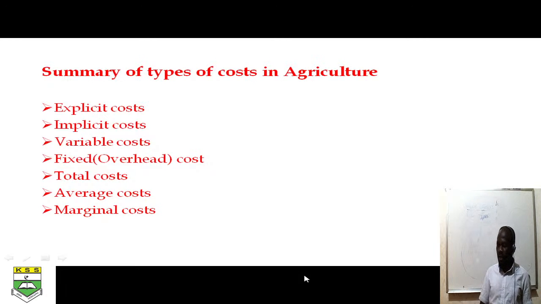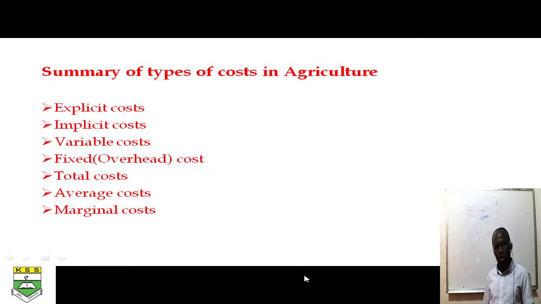Okay? So there we have a summary of these costs. Can run through them quickly. Explicit cost, costs that are easily recognized and you cannot forget. Implicit, costs that are not easy to recognize and most times we forget them. For example, family labor. Variable costs, costs that change with the level of production. When production is high, they are high.